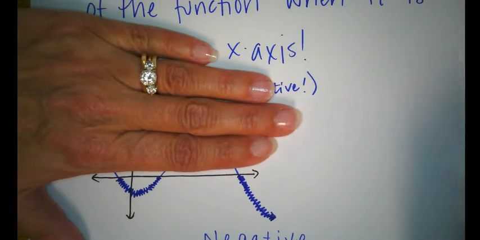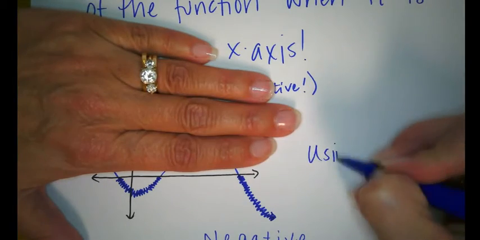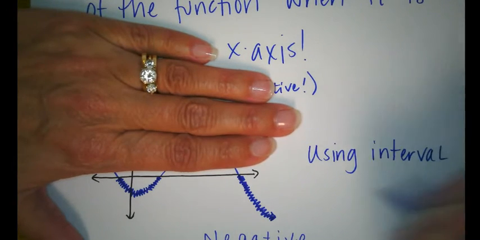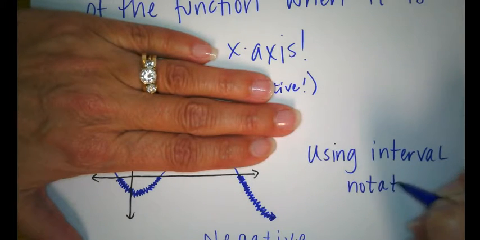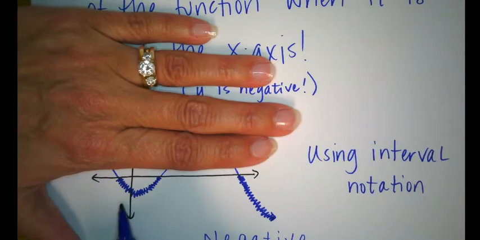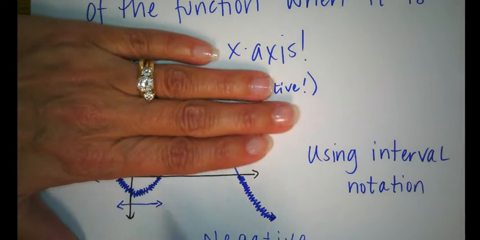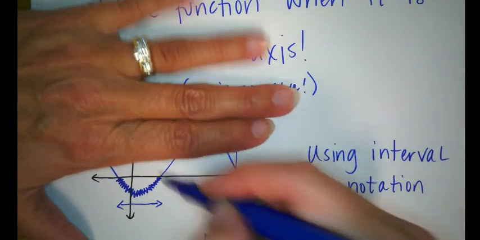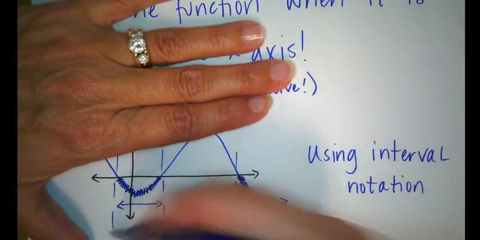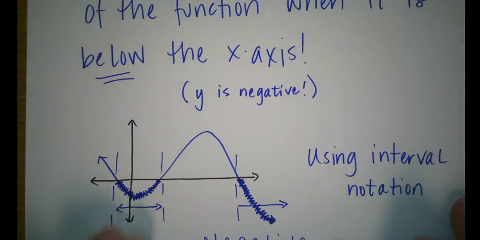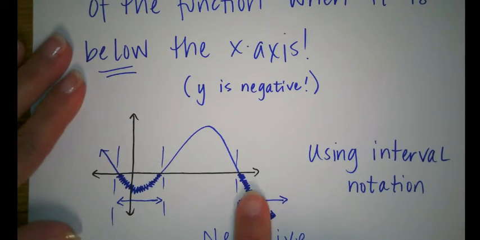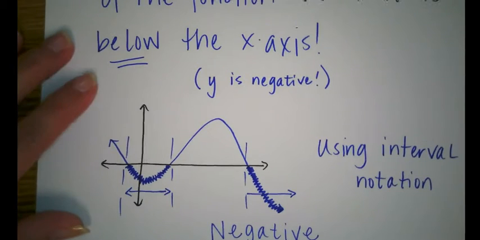And then again, we are writing this using interval notation. So what we're going to do is say that from here to here, the y was negative, and from here on the y is negative. So there are definitely parts of the graph, and we're going to be naming where these parts of the graph are. So from here to here, y was negative, and from there on forever, y is still negative.